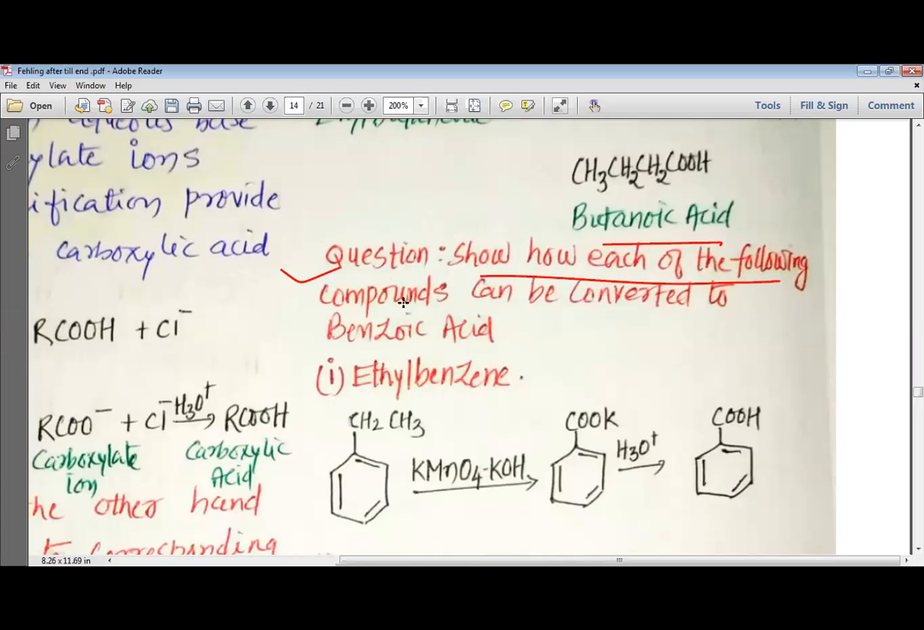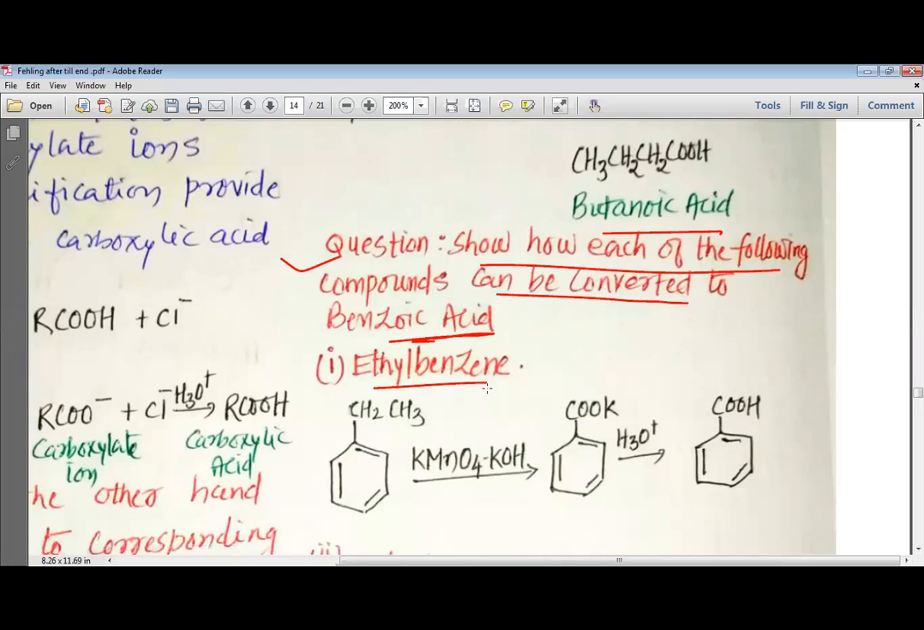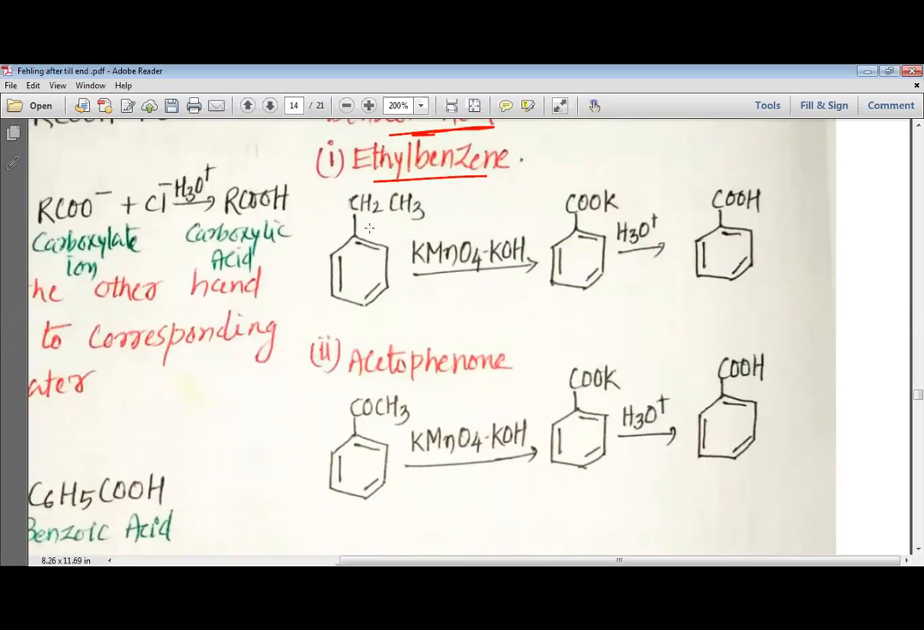So how can each of the following compounds be converted to benzoic acid? First, we need to use ethyl benzene. You know, my dear students, if benzene is having any alkyl chain, on oxidation with a strong oxidizing agent like KMnO4, we directly get benzoic acid prepared from it. So we will allow this ethyl benzene to undergo oxidation with a strong oxidizing agent KMnO4 to get benzoic acid.